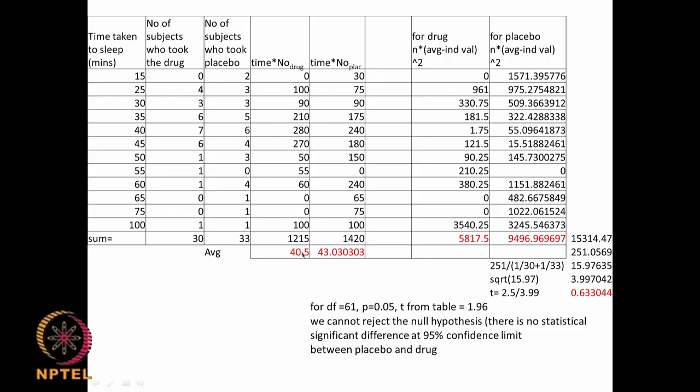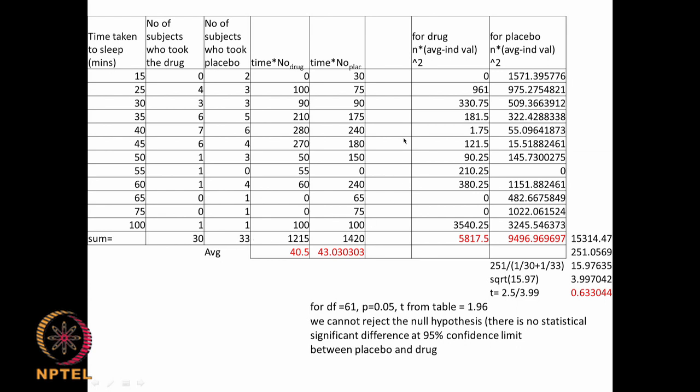that will give you the average time taken for the people who took the drug. For the placebo you do 15 into 2, 25 into 3, 30 into 3 and so on, again you add it up and then divide by 33, you get the average as 43.03. So, you can call it XH bar, this is XL bar. NH will be 30, NL will be 33.